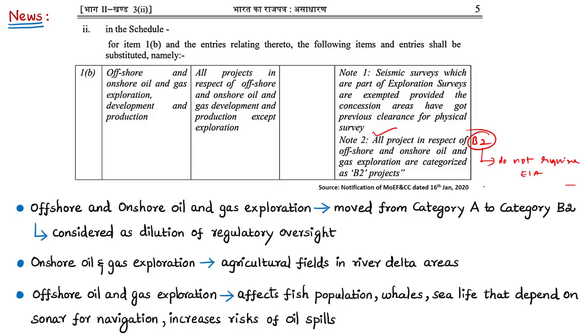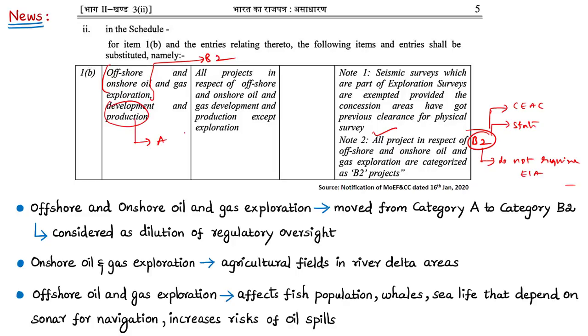See, such a shift in the categorization means that hereafter such oil and gas exploration projects ought to be appraised by state level authorities, and therefore such projects are exempted from the scrutiny of the Central Expert Appraisal Committee and the Union Ministry of Environment. Kindly know that only offshore and onshore oil and gas exploration is now moved to the B2 category. Whereas the offshore and onshore oil and gas development and production is still a category A project.